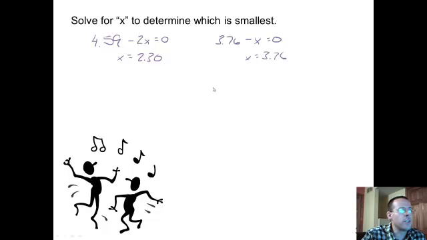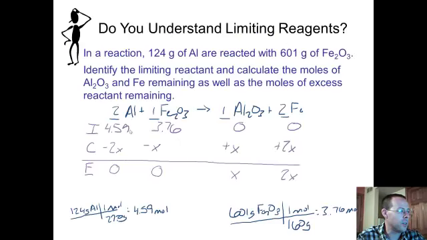So which of these is the smaller x? And this is fairly easy. This is our smaller x. So this is really our limiting reactant. Okay? If we go back, we're just going to substitute this number in. If we substitute 2.3 in, what happens to this? We get 4.6 minus 2.3 times 2, which is 4.6. We get 0.